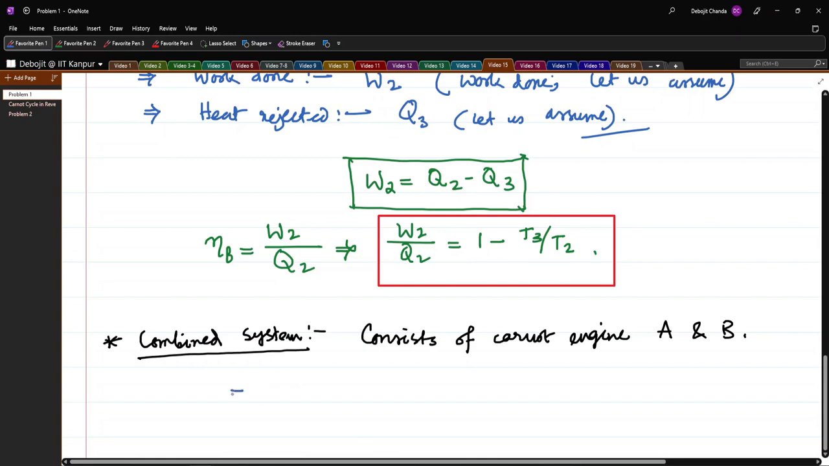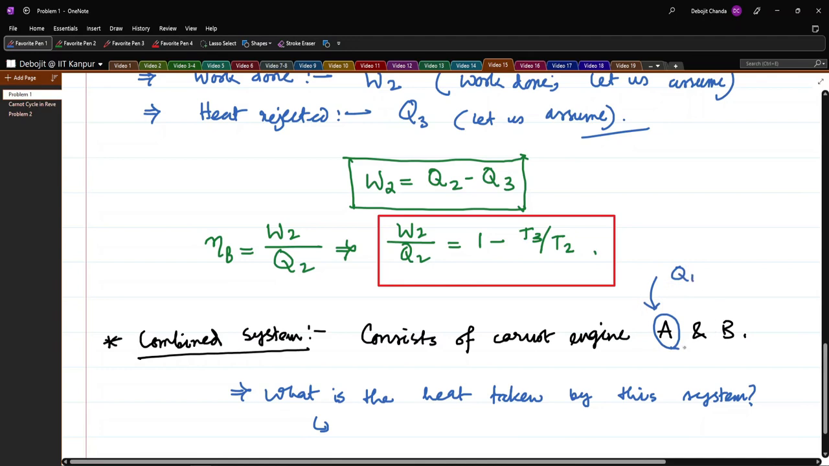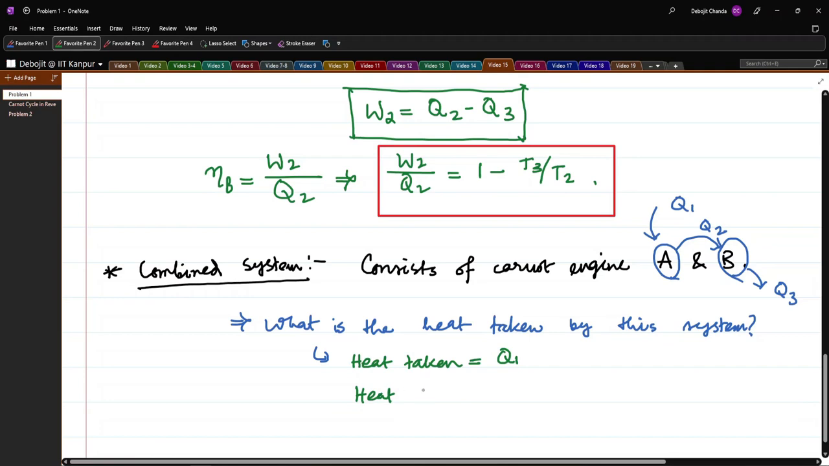So what is the heat taken by this system? That is the first question that we have to answer. And if we look at the problem again, we'll see that it is the Carnot engine A which is getting Q1 amount of heat, and it is the Carnot engine B which is rejecting Q3 amount of heat, and the amount of heat Q2 is just getting from heat engine A to B. So for our combined system, the heat taken will be given by the amount of heat taken by Carnot engine A. So let us write it. Heat taken is equal to Q1, and heat rejected is equal to Q3.